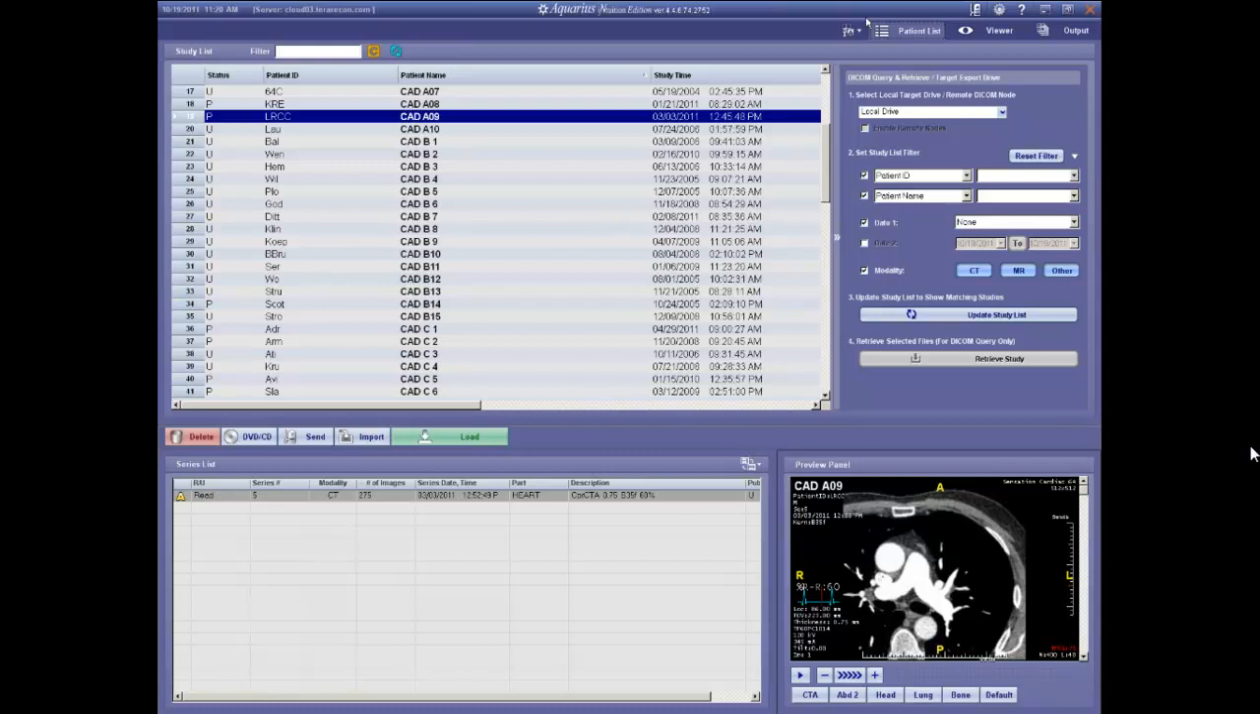Got a question from Dr. Stevens. He says, given that much calcium in the LAD, how can you be sure that there is not a stenosis at that point?